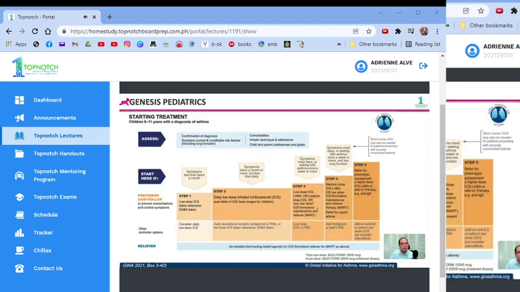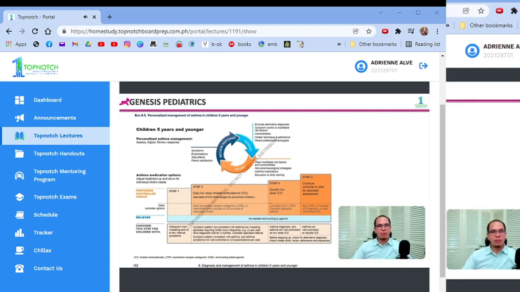As compared dito, papansinin niyo to ha, 6 to 11. Low dose ICS, okay? Na intermittent, taken whenever SABA is taken. Maintenance low dose is step 3 is low dose ICS LABA combination. So 6 to 11, nagbibigay ka na ng long-acting beta agonist. Pero dito, sa less than 5, hindi tayo naglalaba. Okay, so please do remember that.